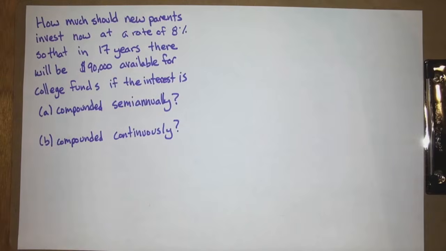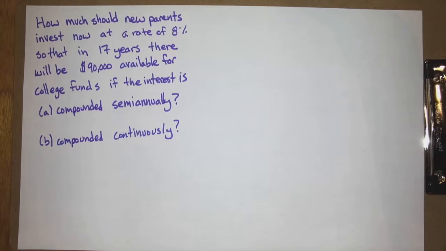How much should new parents invest now? Invest it right now at a rate of 8%, so that in 17 years there will be $90,000 available for college funds if the interest is either compounded semi-annually or compounded continuously.